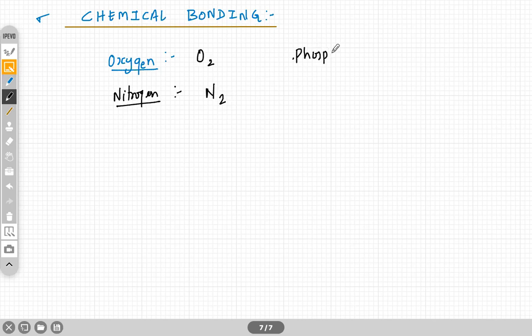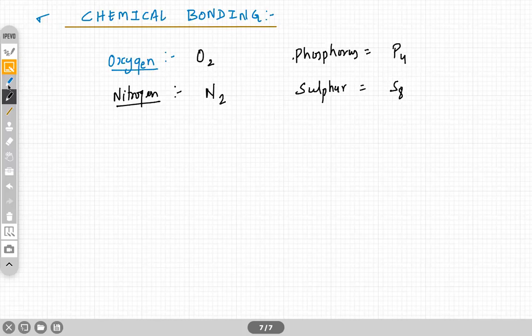Phosphorus exists as a tetraatomic P4 molecule. Sulfur exists as an S8 molecule, right? But you see, both oxygen and sulfur belong to the same group. Nitrogen and phosphorus belong to the same group, but their bonding ability is not the same. One forms a diatomic molecule, the other forms a polyatomic molecule. In nitrogen, it has an N triple bond N structure. Oxygen also, we have O double bond O, with two lone pairs on each oxygen atom.